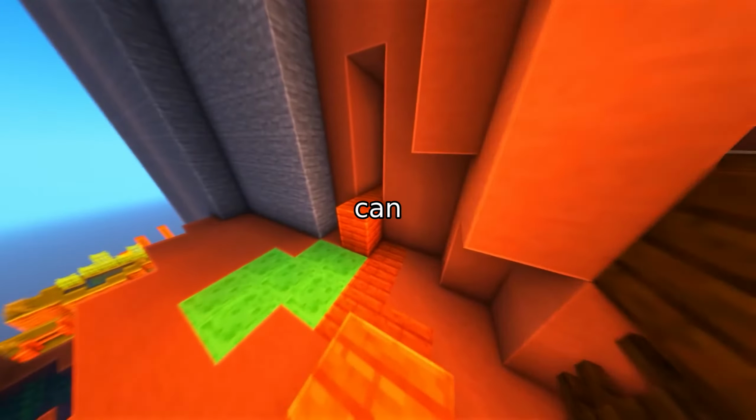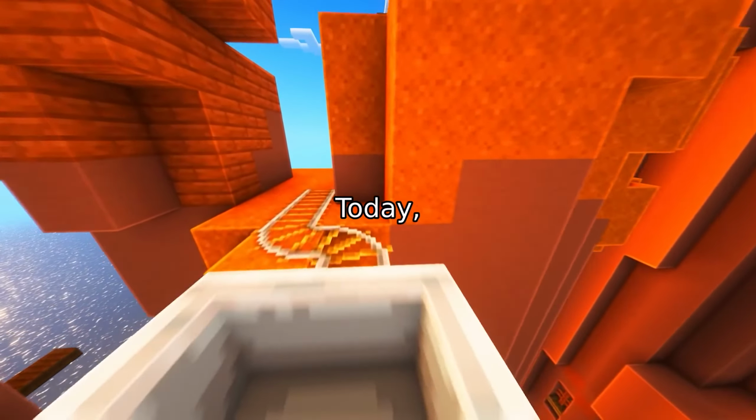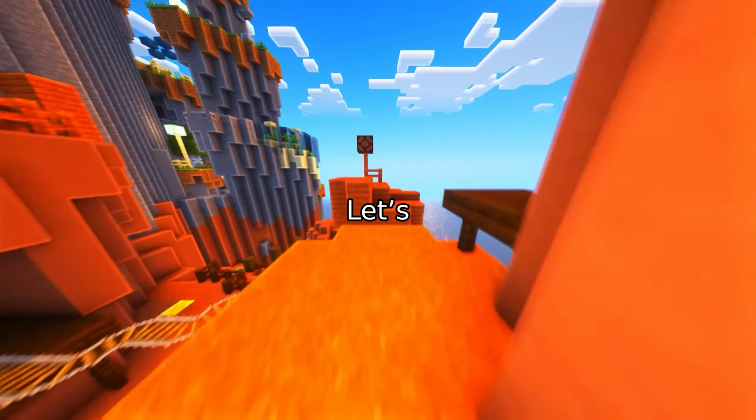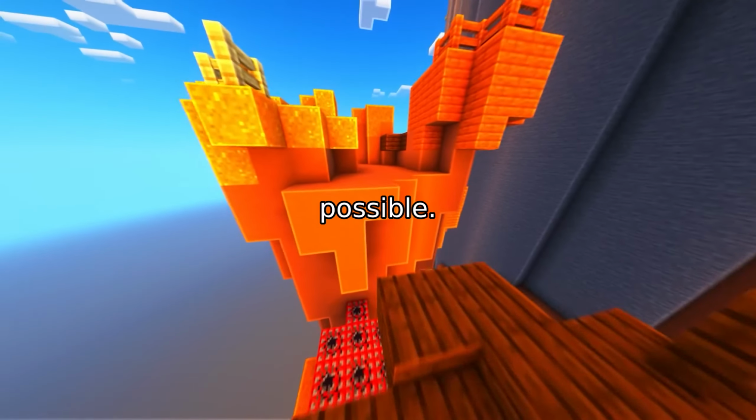Ever wondered how AI can turn random noise into realistic images or solve complex puzzles? Today, we're diving into the math behind one of the coolest techniques in machine learning, diffusion models. Let's break down how they work, step by step, and uncover the theory that makes it all possible.